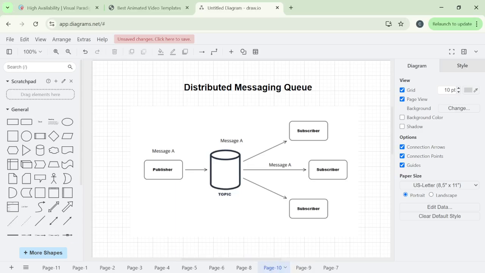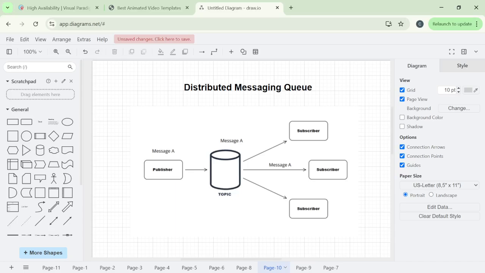Next concept is distributed messaging queues. In today's world of distributed systems and microservices, a messaging queue is a fundamental building block. It allows services to communicate asynchronously, meaning they don't need to talk to each other in real time. Instead of one service calling another service directly and waiting for a response, it sends a message to a queue. That message just sits there until the receiving service, often called a consumer, is ready to process it.